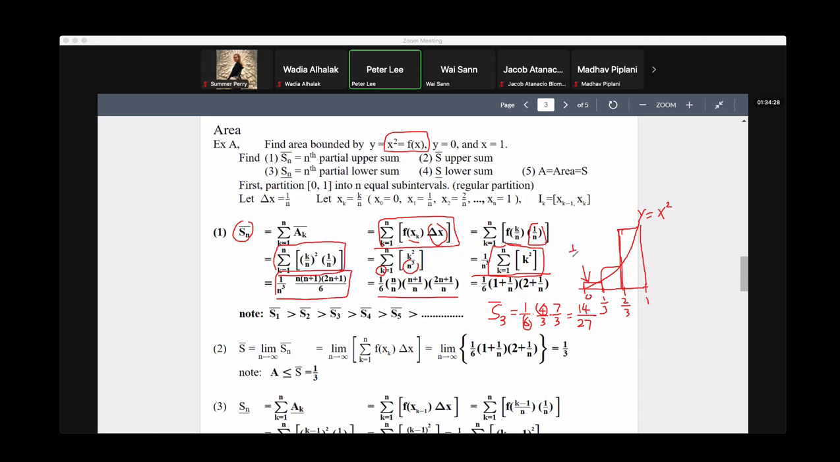1 over 9 times 1/3, that is 1 over 27. Okay, I thought you meant the third rectangle, the tall rectangle. The height of the tall rectangle is 1, and then the base is 1/3. So this guy's base is 1/3. Now what is the area of the middle rectangle, the second rectangle?